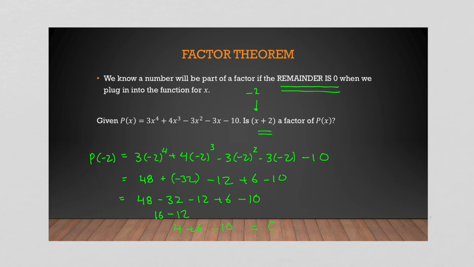Would you look at that? We get a remainder of 0. So that means x plus 2 is a factor, and then we could use synthetic division to start to factor this higher degree polynomial. So once we know something's a factor, we can start factoring. And that is why this all ties together nicely.